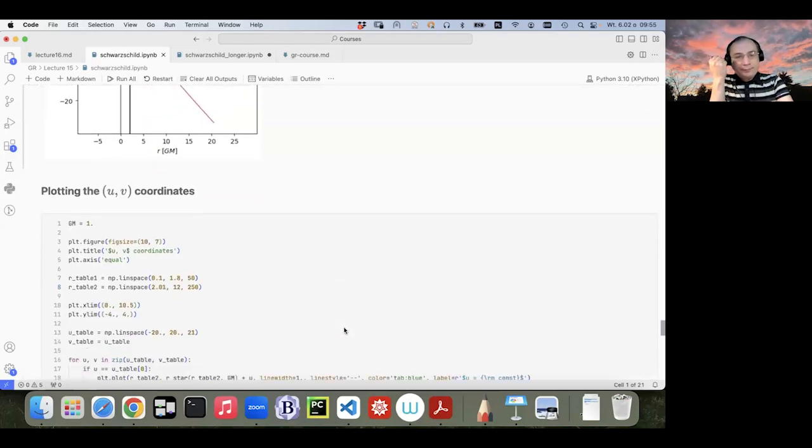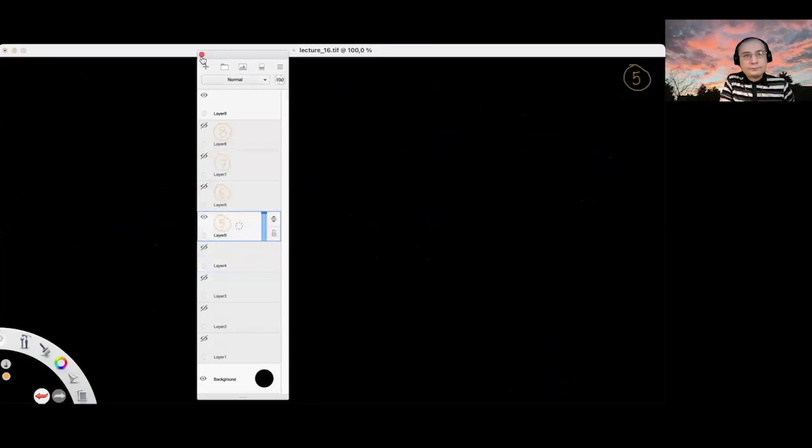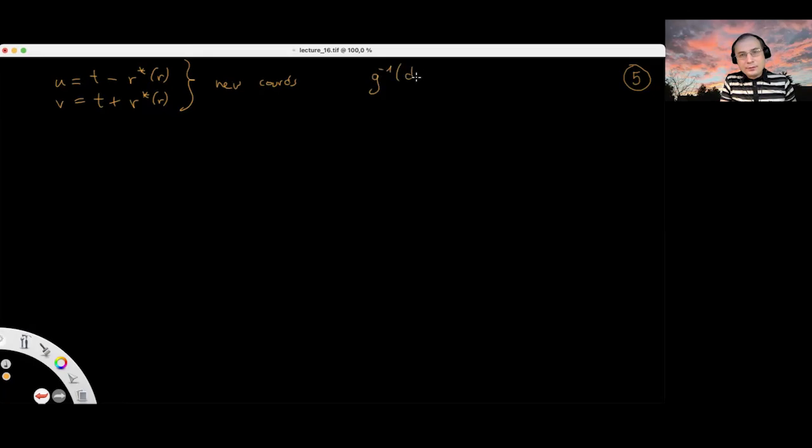And now here's what I will do. I will use the photons to define new coordinates. So I define u to be equal to t minus r star of r, v to be equal to t plus r star of r. These are new coordinates. And they are null in the sense that you can calculate the square of du and the square of dv, and they're equal to zero. Basically, u equal to constant gives you outgoing photons, v equal to constant gives you infalling photons.